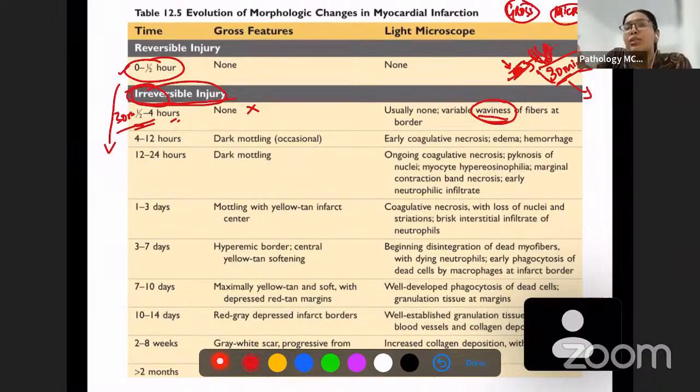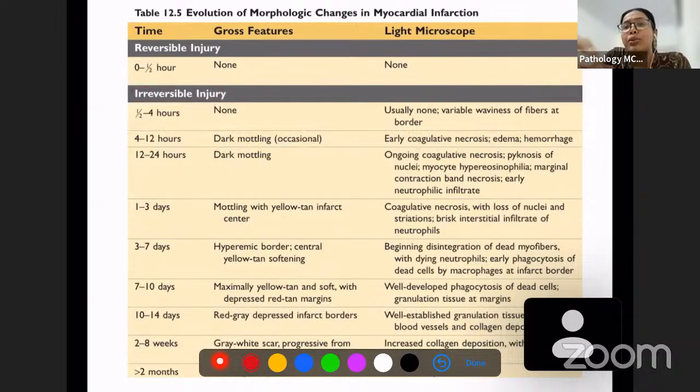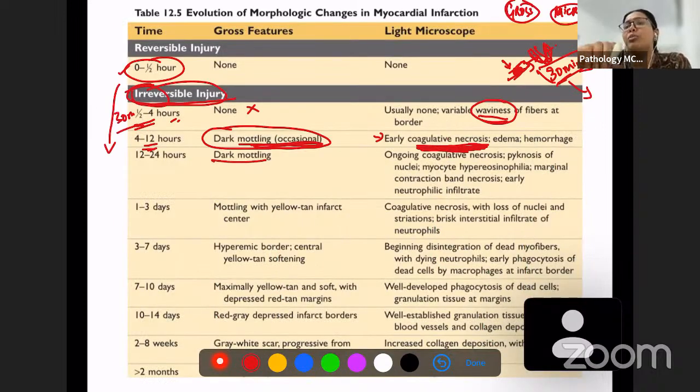The first gross change is going to occur in 4 to 12 hours. Before that, no gross change. Only at 4 to 12 hours, you will have the first gross change, which is occasional dark mottling. Why does it occur? Because of coagulative necrosis. Microscopically, you're going to see coagulative necrosis. From our general pathology, you can remember that coagulative necrosis usually occurs in solid organs, like the heart. At 12 to 24 hours, you're going to have dark mottling which is increasing, and ongoing coagulative necrosis.